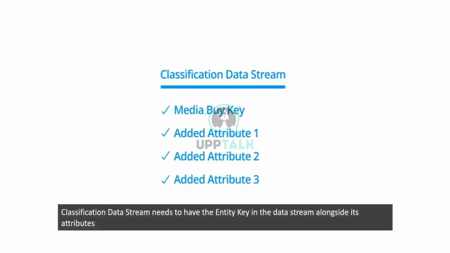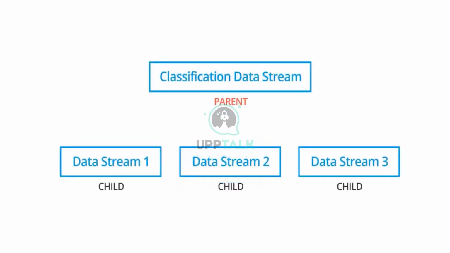We have that. What we are doing is classification. Data streams need to have the entity key in the data stream alongside its attributes. That's our goal. And this is important as well: a data stream can be a parent of multiple child streams. When we say multiple children, what it means is that wherever we see this is my parent data stream, it is applicable to multiple child streams.